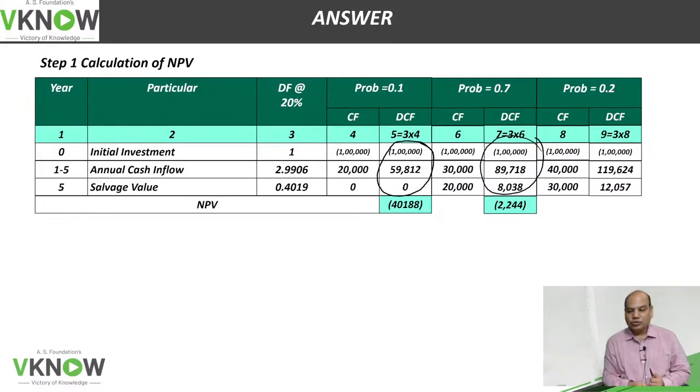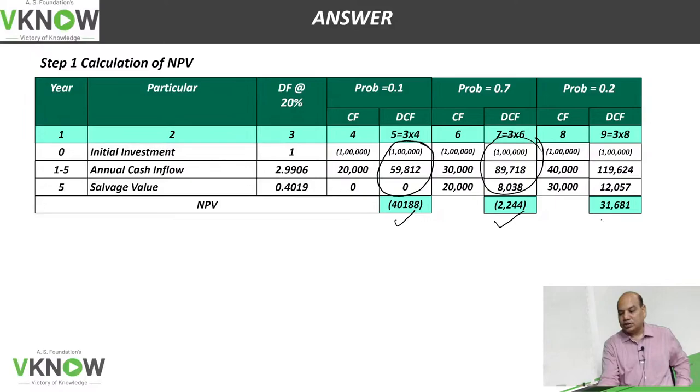Last one. Come on, last one. Answer, last one. 31681. 31681 positive. These are my three NPVs.